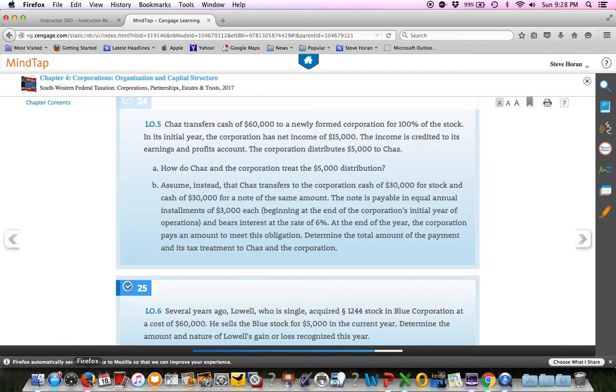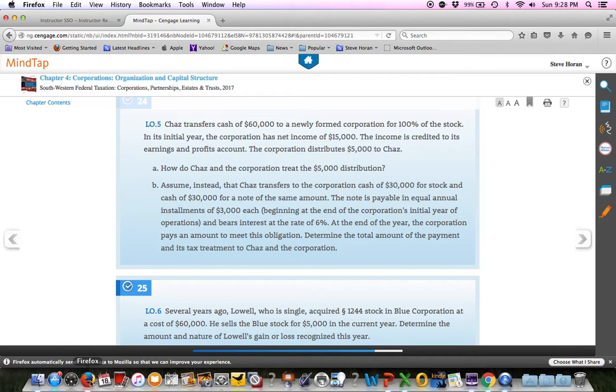That's the first part, and then assume that instead Chaz transfers to the corp cash of $30,000 for stock and cash of $30,000 for a note of the same amount. The note is payable in equal annual installments of $3,000 each, beginning at the end of the corp's initial year of operations, and bears interest of 6%. At the end of the year, the corp pays an amount to meet the obligation. Determine the total amount of the payment, and its tax treatment to Chaz and the corporation.